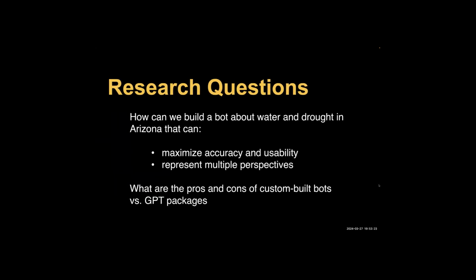We don't have time to go into the research questions that we will be talking about in our paper and in our presentation, but I thought I would bring them up. They are, how can we build a bot about water and drought in Arizona that can maximize accuracy and usability among quite a bit of uncertainty and represent multiple perspectives? Also, what are the pros and cons of custom-built bots versus GPT packages? So rather than spend time answering these questions, we thought we would demonstrate the bot for you.